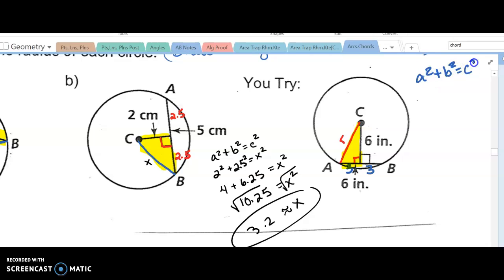You can do 3 squared plus 6 squared equals r squared. And we get 9 plus 36. And so that gives us 45. Then if you square root both sides, you get approximately the square root of 45, which as a decimal is 6.7.